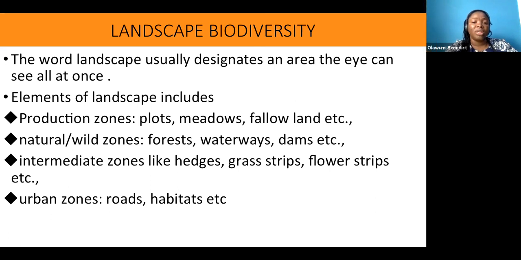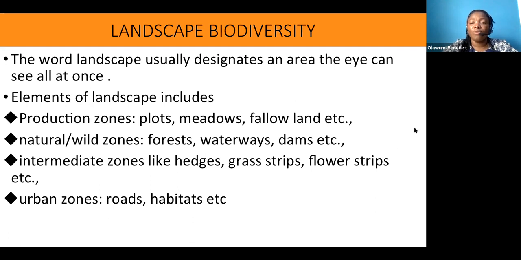We have the production zone, the plots, the fallow land, the meadows, and then we have the wild zones or the natural zone, which are the forests, the water areas, the dams. These are the natural zones in the landscape. Then we have the intermediate zones like the edges, the grass strips, the flower strips. Then we have the urban zones, which are the roads, the houses, your factory or your warehouse or your pack house. These are the urban zones in your landscape. So it's good to be able to identify all these landscape areas in your establishment.